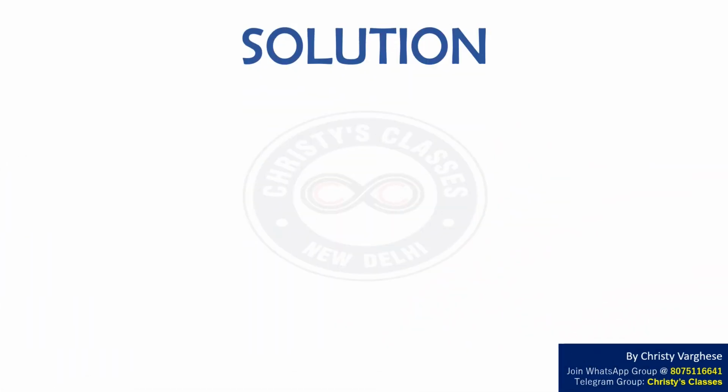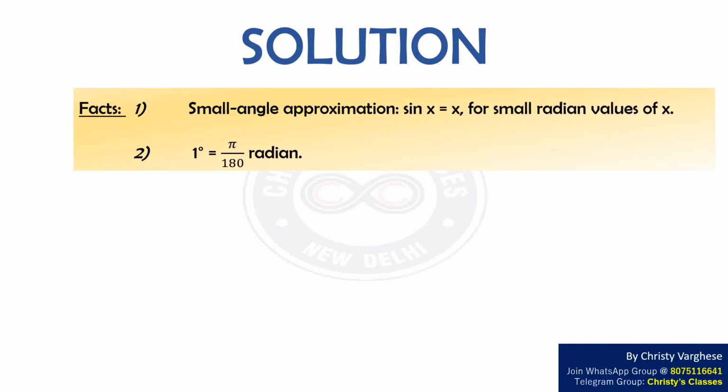Solution. Let us recall a few facts from trigonometry. First is the small angle approximation. That is, sin x equals x for small radian values of x. Secondly, 1 degree equals π/180 radians. Using fact 2, we get 0.5 degrees equals 0.5 × π/180 radians.